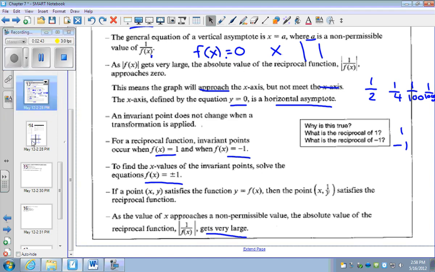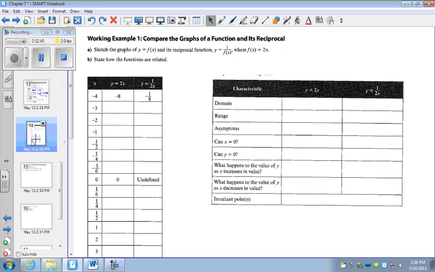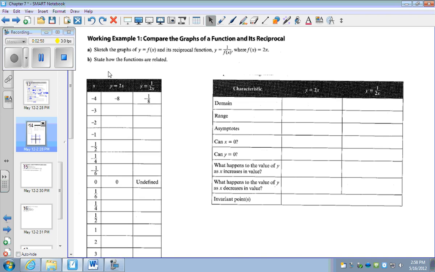So let's try an example here. It says sketch the graph of y equals f of x and the reciprocal function y equals 1 over f of x when f of x equals 2x. I'm going to start with the table of values. So y equals 2x is my first function, and you can't really see it here, but in your book you can see it. y equals 2x and y equals 1 over 2x.